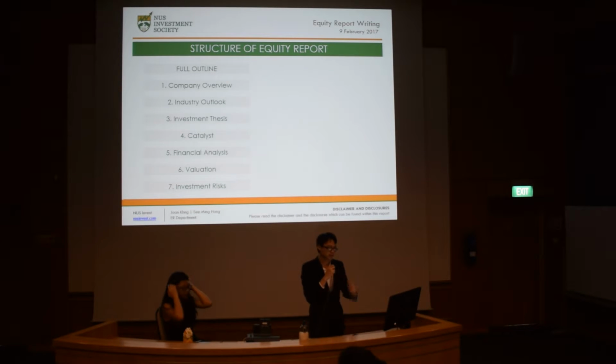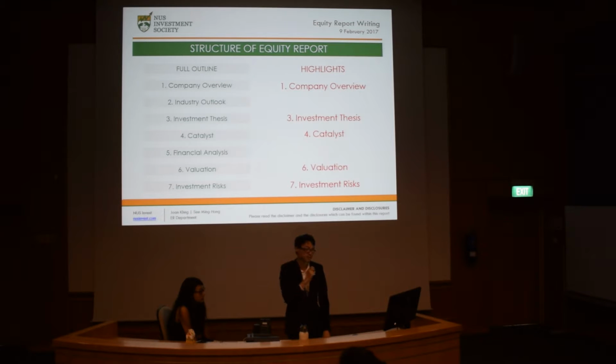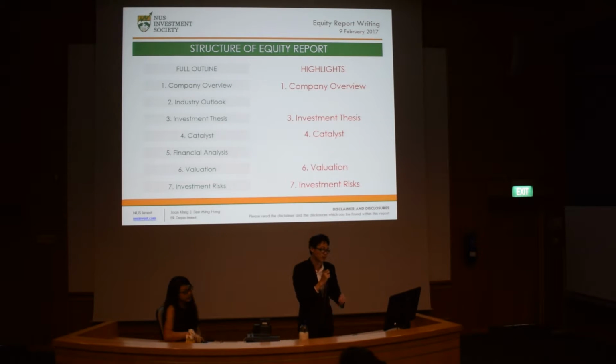So you will start writing all of this from page number 2. Why do I say it's page number 2? If you recall from Jones' part, she mentioned that the first page is reserved for the summary page. For the summary page, you only include the highlights, which is everything from the full outline minus the industry outlook and the financial analysis. You will paraphrase and summarize this portion into that one page for the summary.